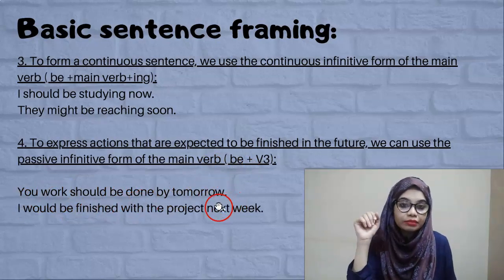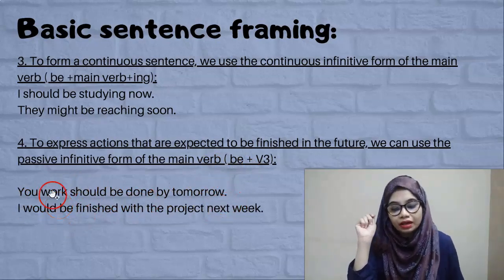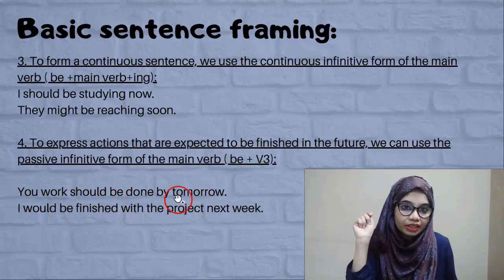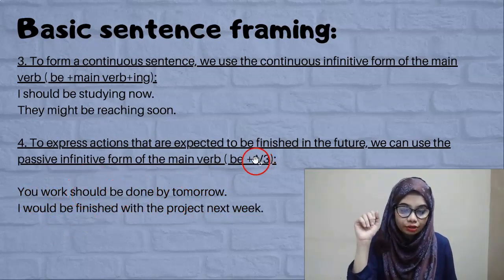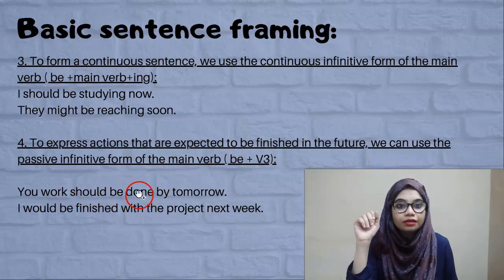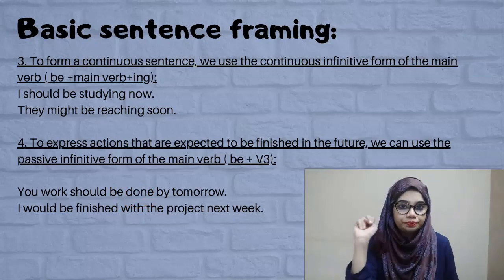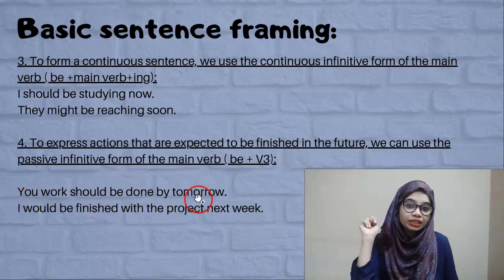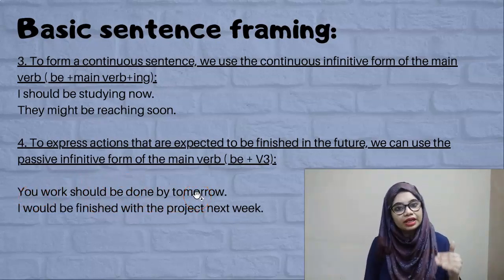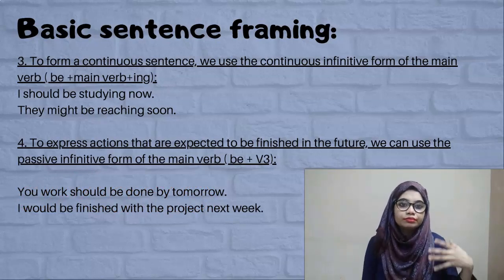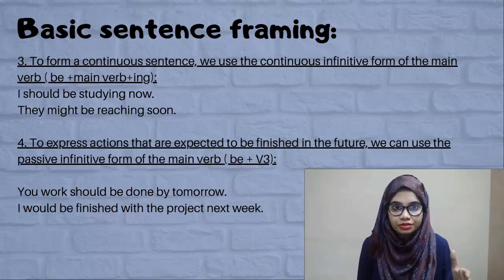Your work should be done by tomorrow. Sorry about the typo. Your work should be done by tomorrow. So it is should, the modal verb, be from the formula, and done, which is the V3 or the past participle form of do. Your work should be done by tomorrow. So that means we are trying to say that by tomorrow this action should be finished.